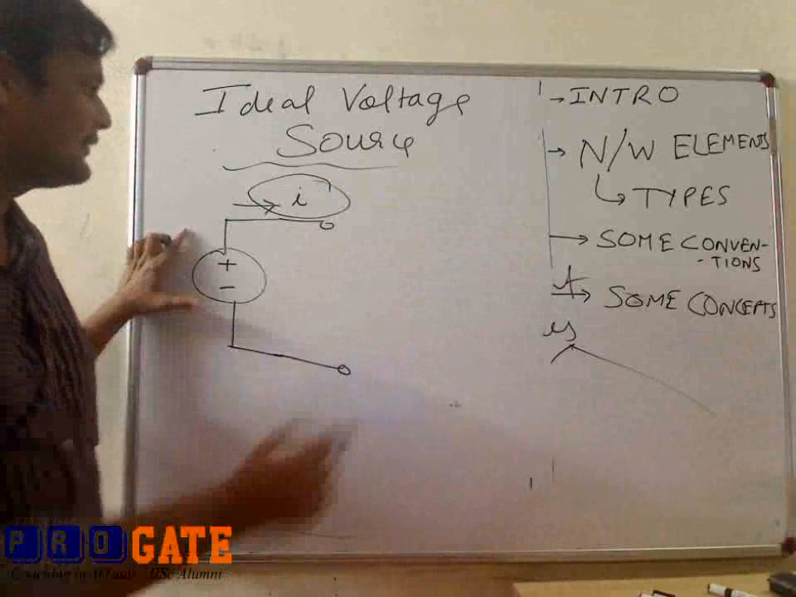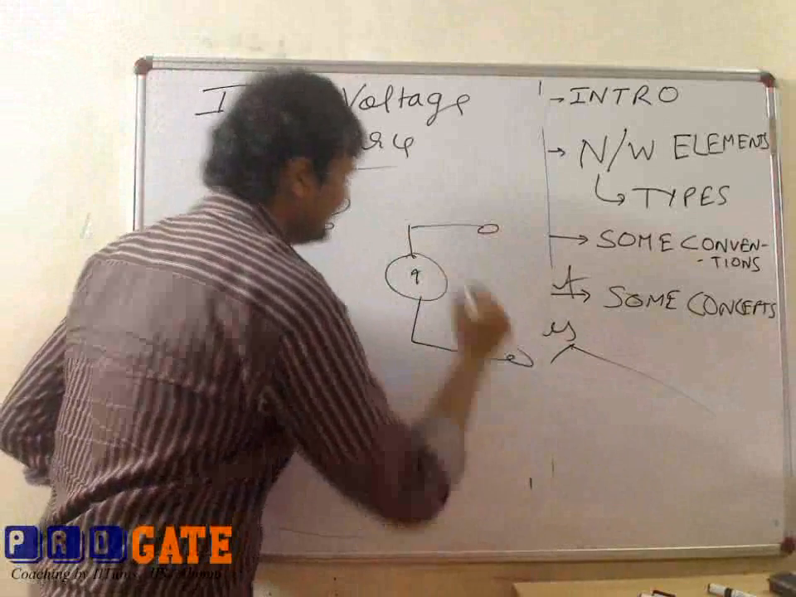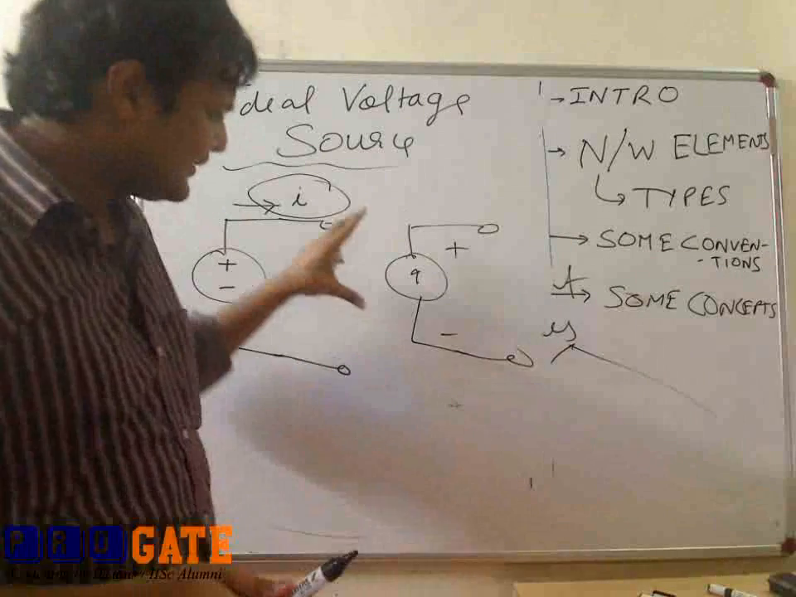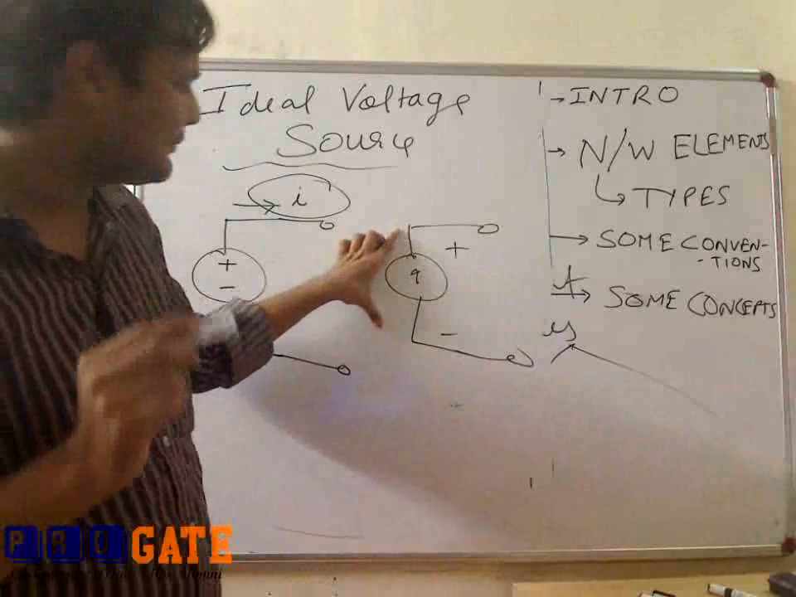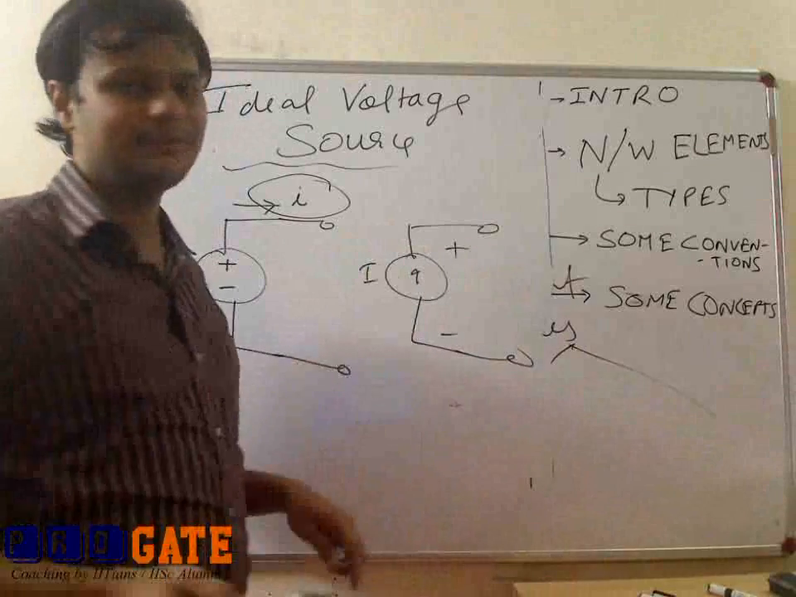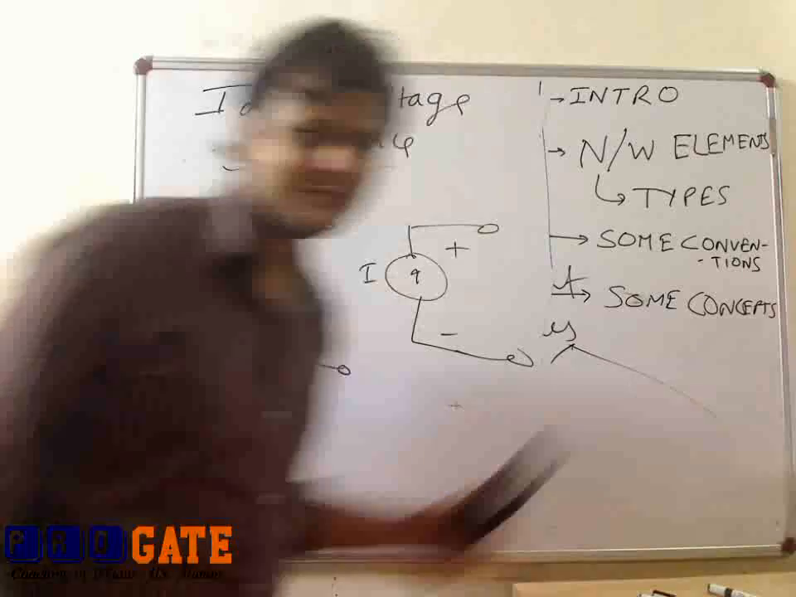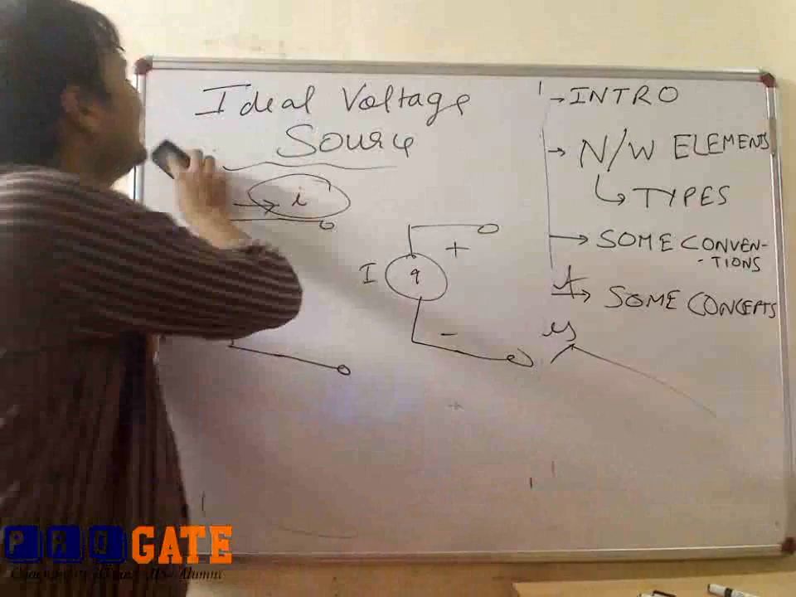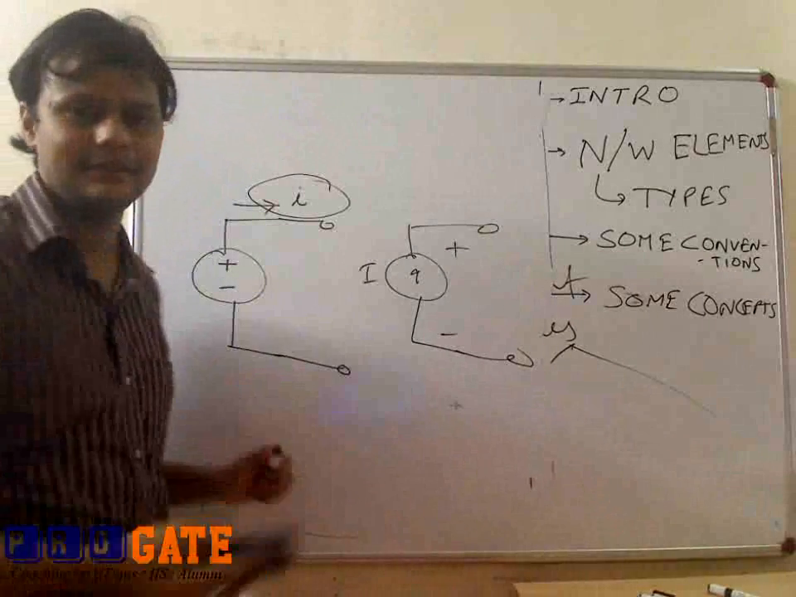Now, suppose we have a current source also, and the corollary holds. If I can make up an infinite amount of voltage across it, then I will say this current source is also ideal. But obviously, in practice, all the sources are not ideal. Sources are practical, and one can model practical sources using these ideal sources.